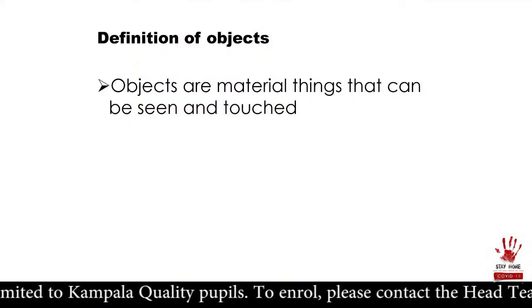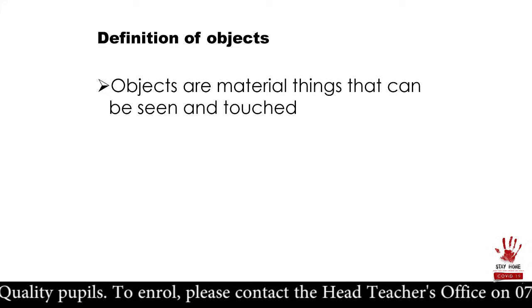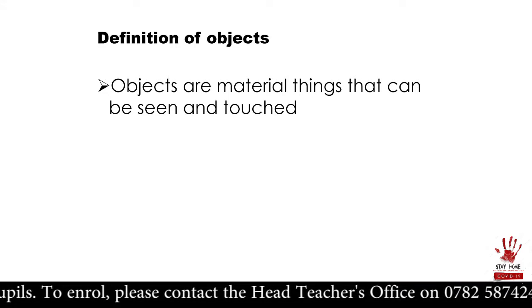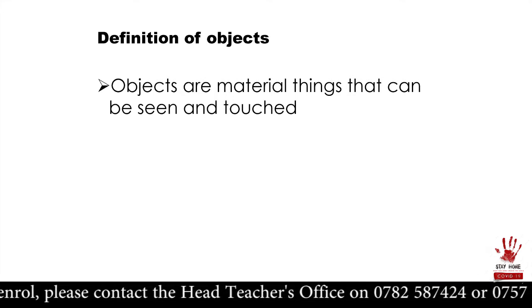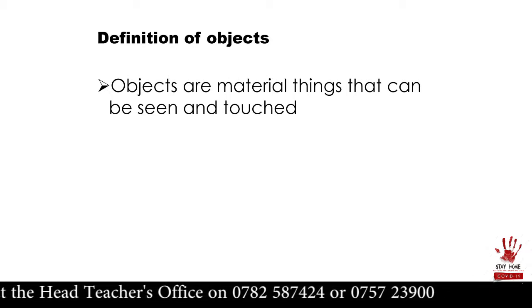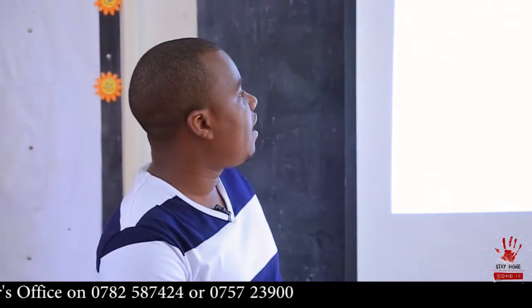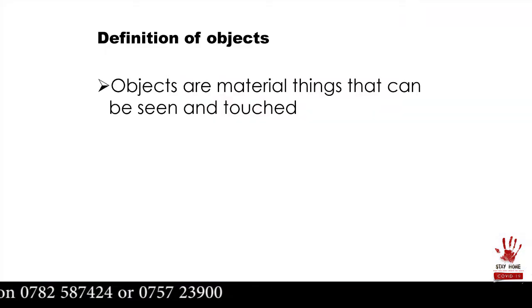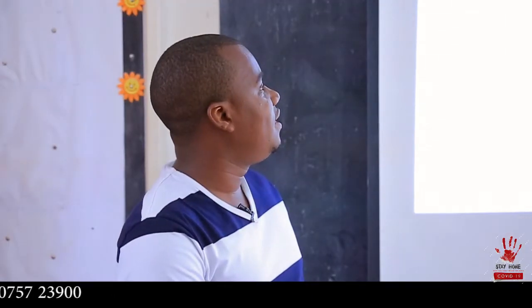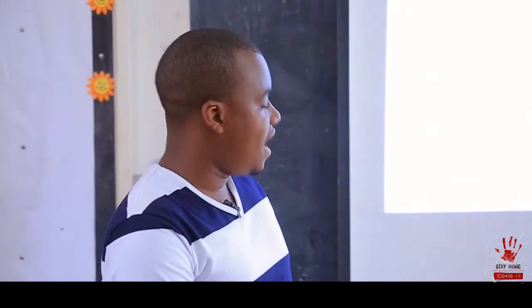What are objects? Objects are material things that can be seen and touched. Can we say that, everyone? Objects are material things that can be seen and touched. Can we spell the word material quickly? Material, M-A-T-E-R-I-A-L. Material. Then, can we spell the word touched? Touched, T-O-U-C-H-E-D. Touched. Then seen, S-E-E-N. Seen. So what are objects? Objects are material things that can be seen and touched.